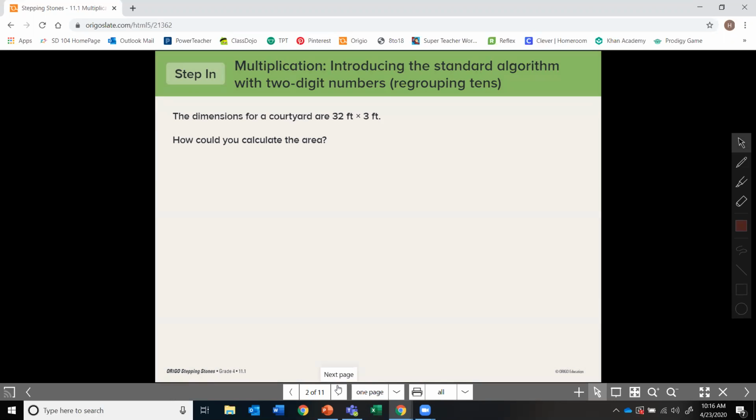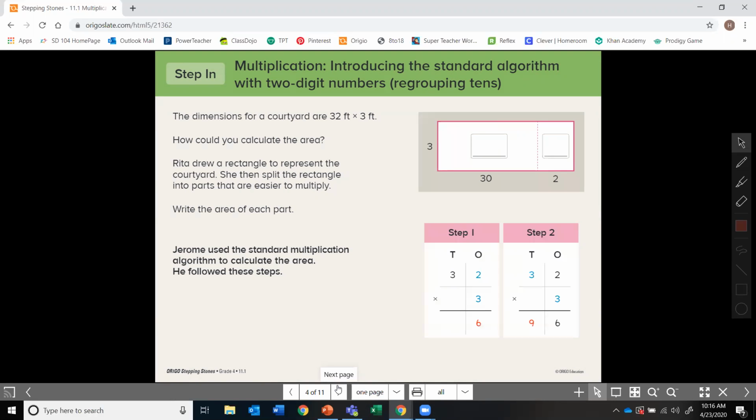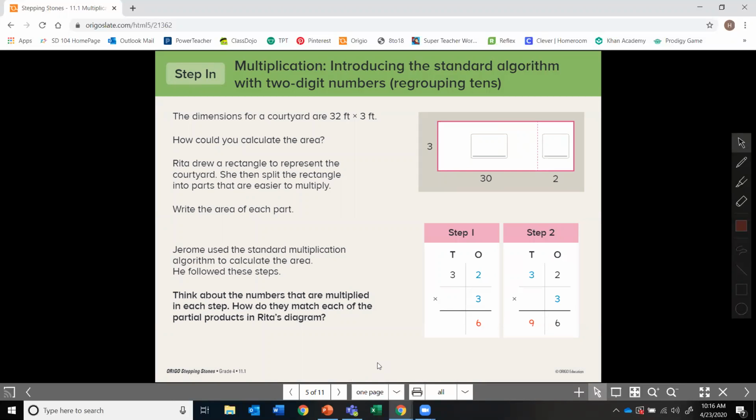All right, let's start this first problem up first. Let me get it set up. Okay, so here's our first problem. Now, it says the dimensions of a courtyard are 32 feet by 3 feet. Okay, so 32 by 3 feet are our numbers that we're going to be working with. As you can see, they already set it up in both strategies. It says, how could you calculate the area? Now, remember, area is length times width, which is what they set up for us.